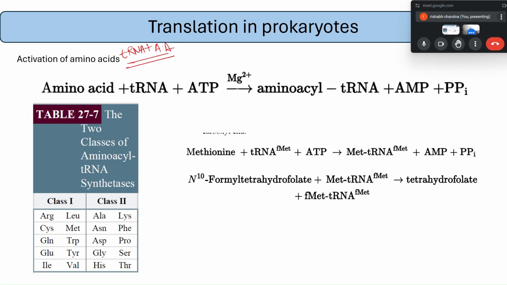So, amino acid plus tRNA in the presence of ATP forms amino acyl tRNA, which gives the energy in the form of pyrophosphate. Okay. Now, in prokaryotes, what happens to recognize the first amino acid that has been added on the growing chain? The first amino acid is generally methionine in all prokaryotes and eukaryotes. But to recognize the first amino acid in prokaryotes, this methionine is formylated.